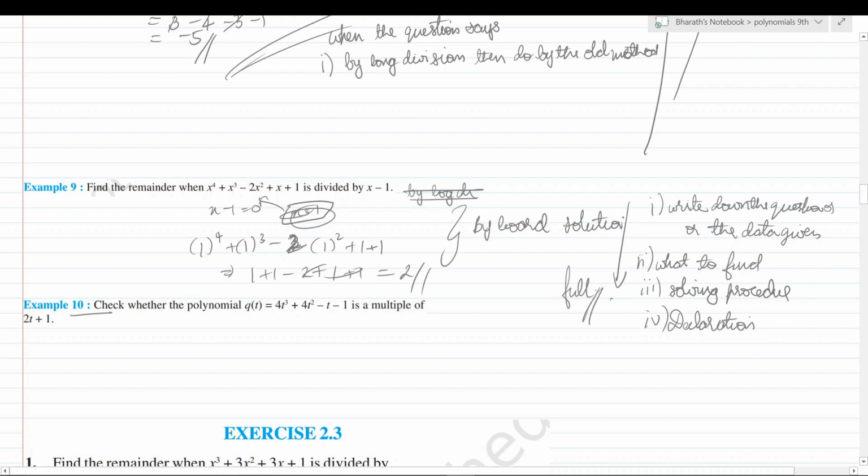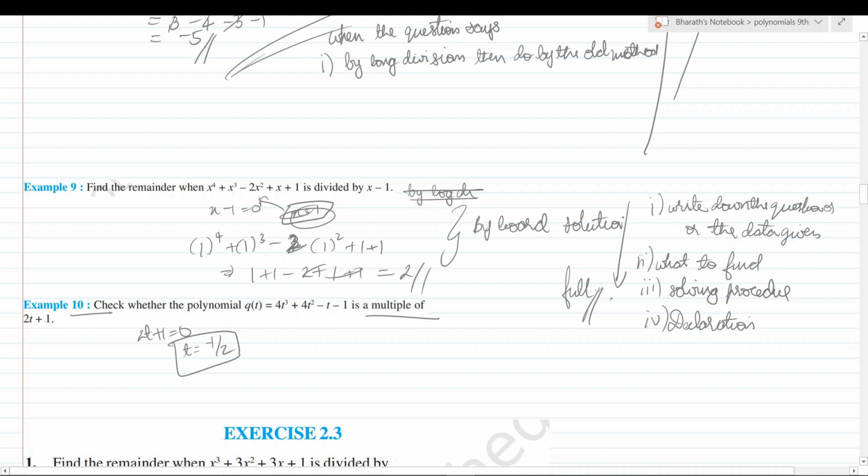Same thing in this example 10. Check whether the polynomial q of t is equal to 4t cube plus 4t square minus t minus 1 is a multiple of 2t plus 1. When it is a multiple of this, then it's always divisible. Then just substitute 2t plus 1 is equal to 0, then you get t is equal to minus 1 by 2. Substitute the t value in this, whatever you get.